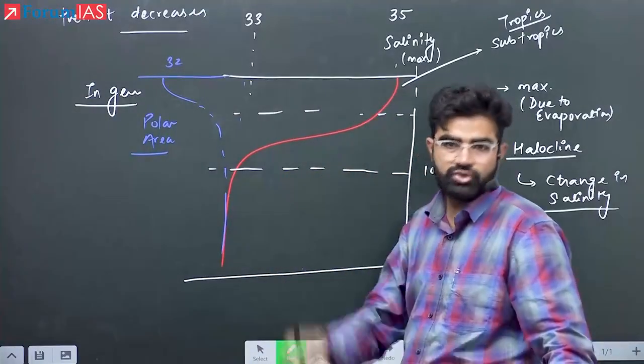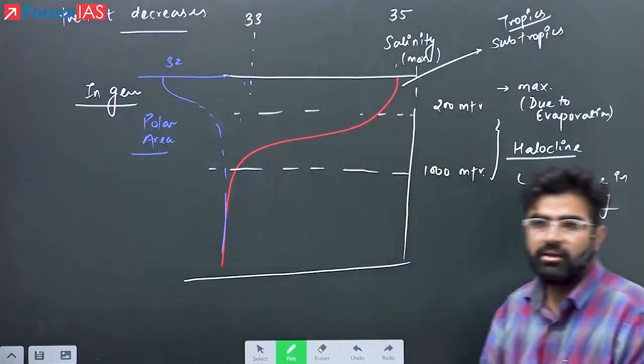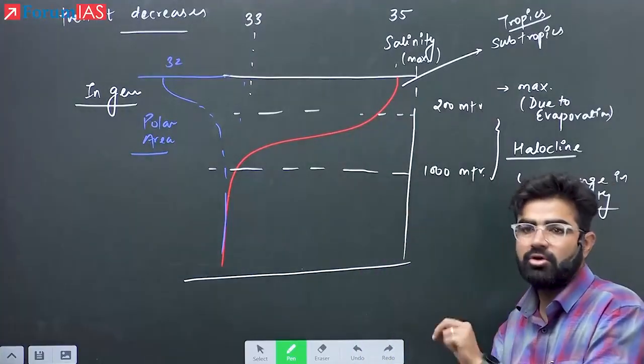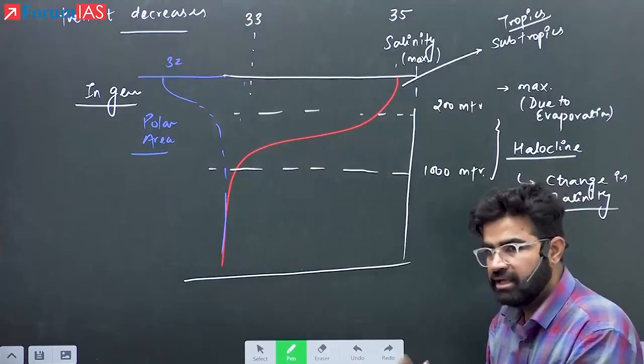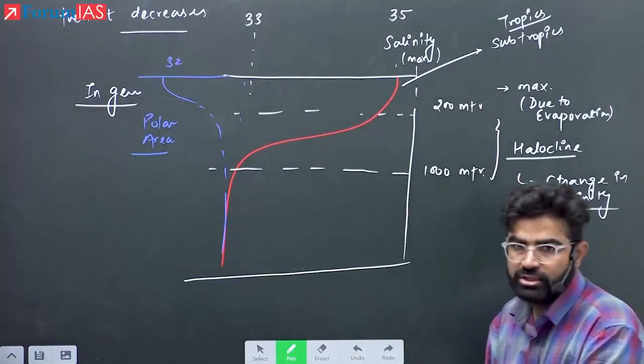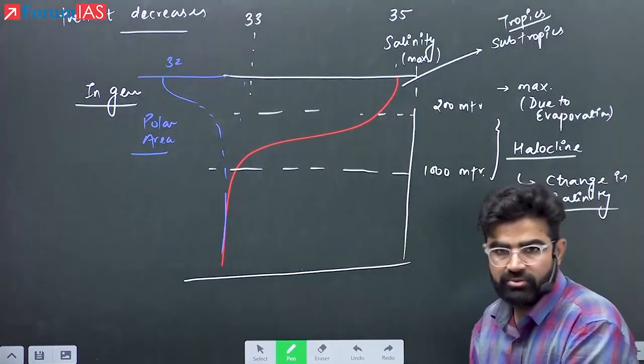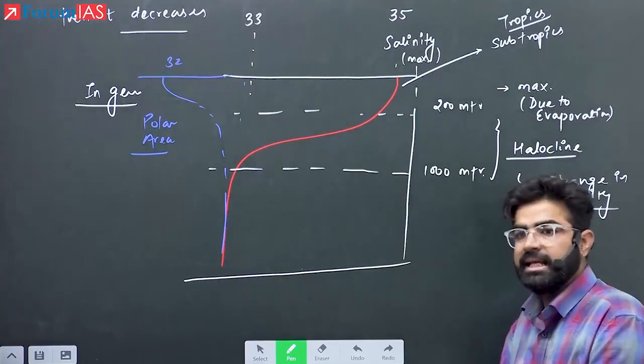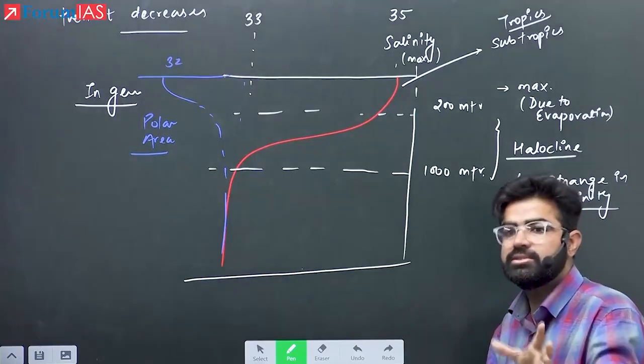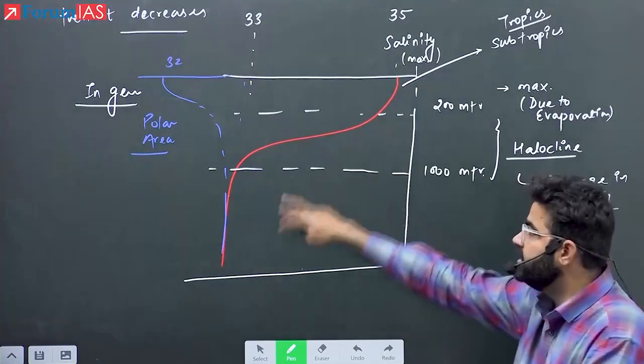Otherwise, this question is not gonna be asked in the mains. Why? Because it is clearly written in the optional books also: there is no definite pattern of the salinity distribution. Therefore, a question should not be asked from this area. If they are asking, I have given you some of the points. Mention these points and then make this general diagram.